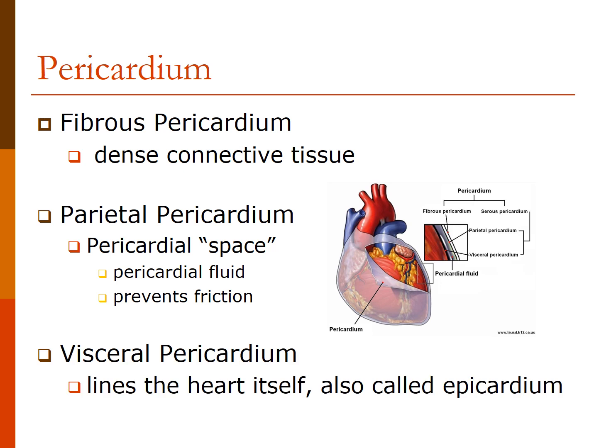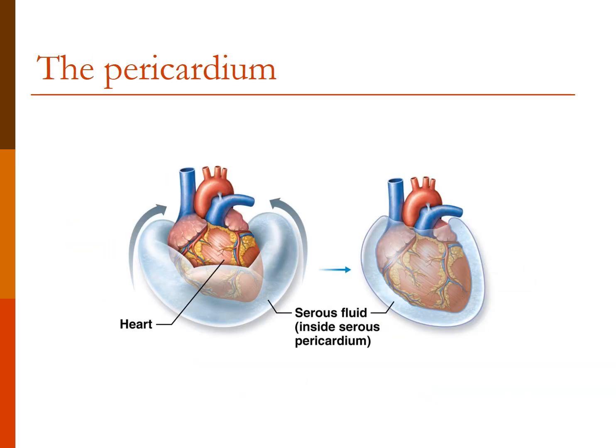So we covered this in Chapter 1. The parietal and the visceral pericardium. The visceral pericardium lines the surface of the heart itself, and it's also referred to as the epicardium. If you look at the visceral and parietal pericardium, it kind of looks like a balloon that surrounds, encloses, and protects the heart.